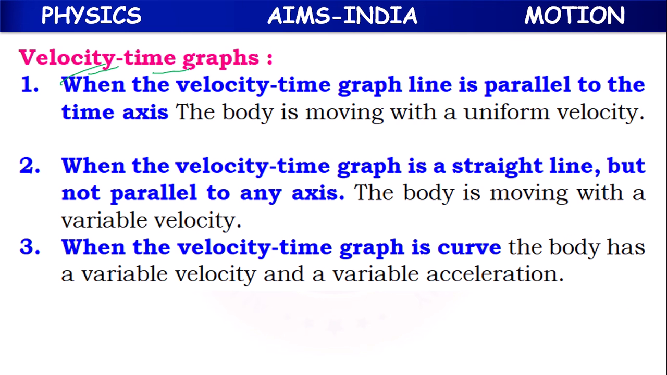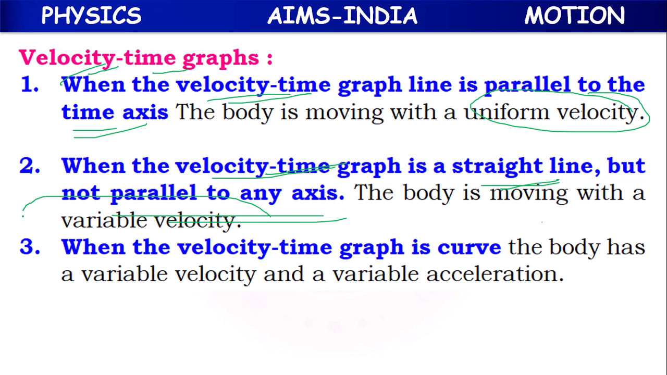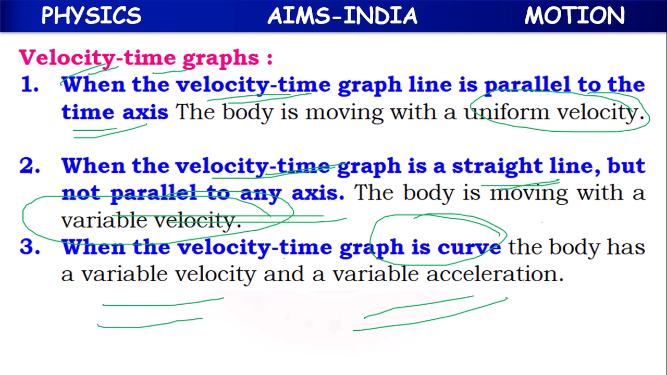Velocity time graphs. When the velocity time graph is parallel to the time axis, the body is moving with uniform velocity. When the velocity time graph is a straight line but not parallel to any axis, the body is moving with variable velocity. When the velocity time graph is a curve, the body is moving with variable velocity and variable acceleration.